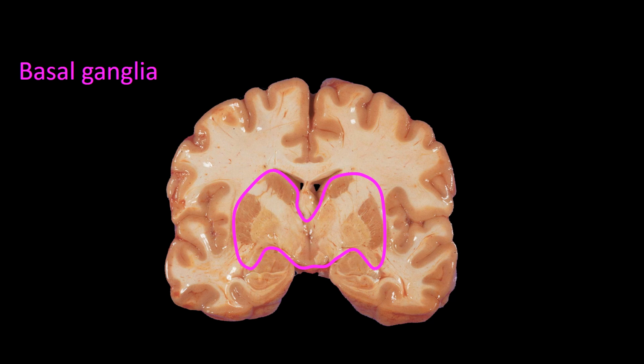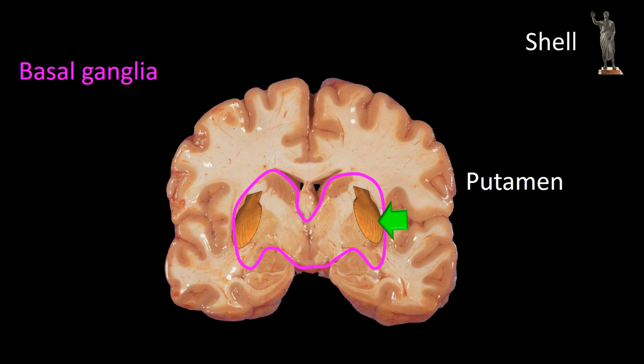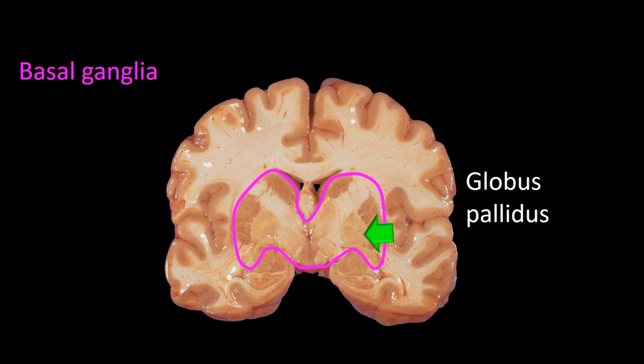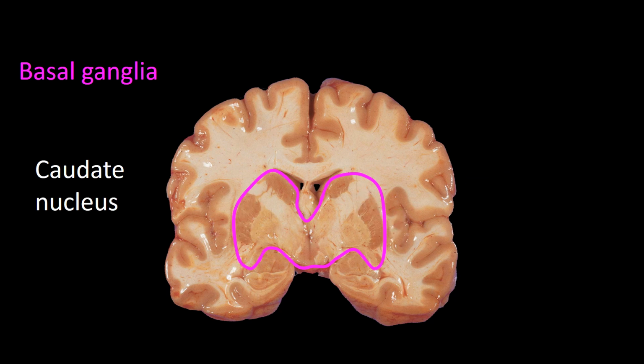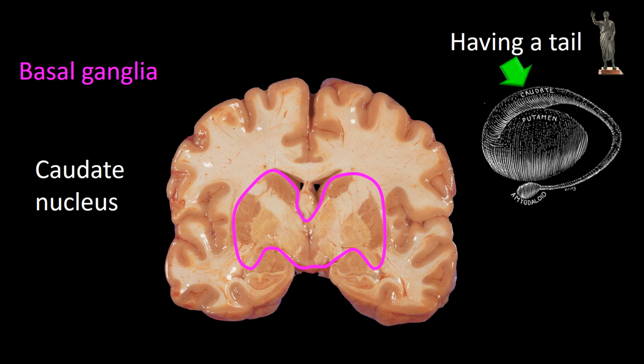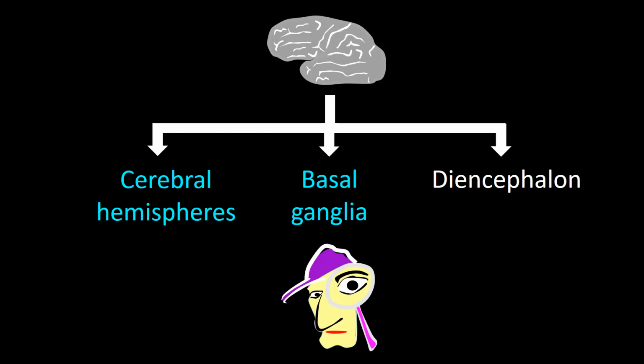The main components of the basal ganglia are the putamen, which means the shell because someone thought they look like shells, the globus pallidus, which means the pale ball, and the caudate nucleus, which in this view you can see has a head and a tail. Caudate nucleus means the nucleus with a tail, and indeed, as you can see in this representation, the caudate has a tail.